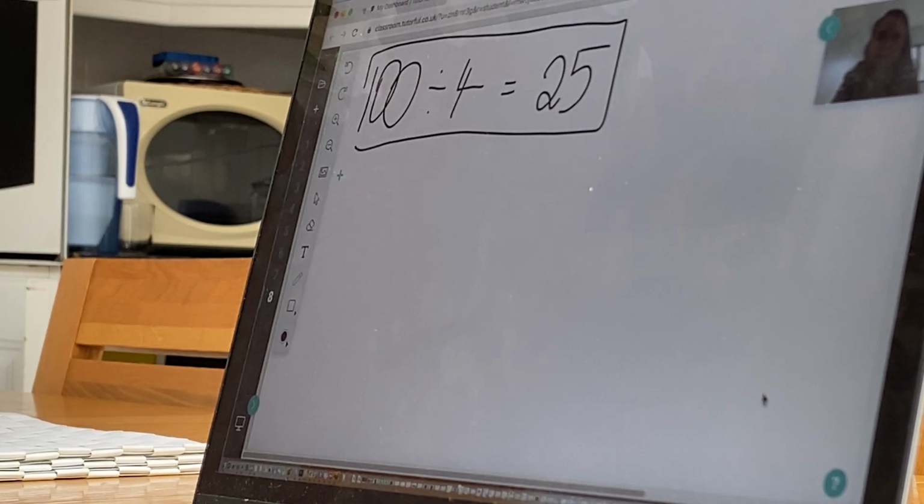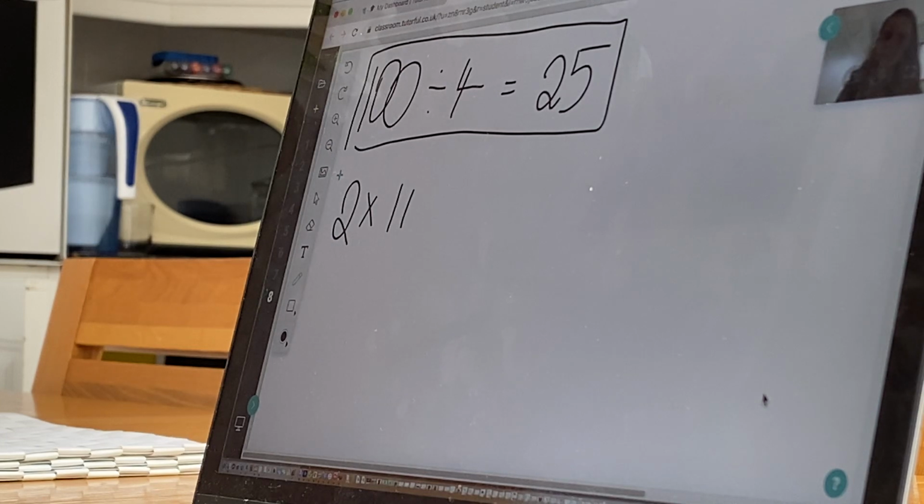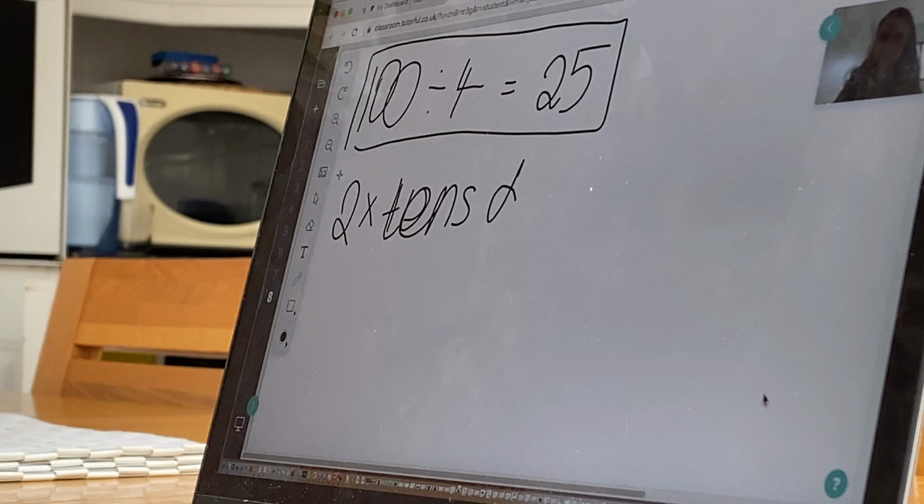We know this. So when you check for a number being divisible by 4, we only have to check the last 2 digits. So what we do is we take 2 times the tens digit, plus the units.